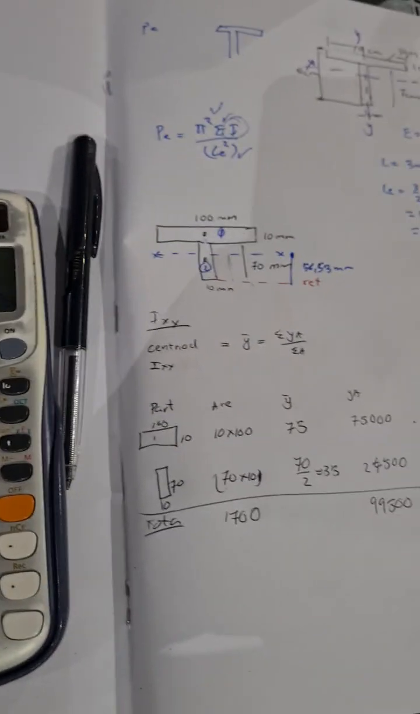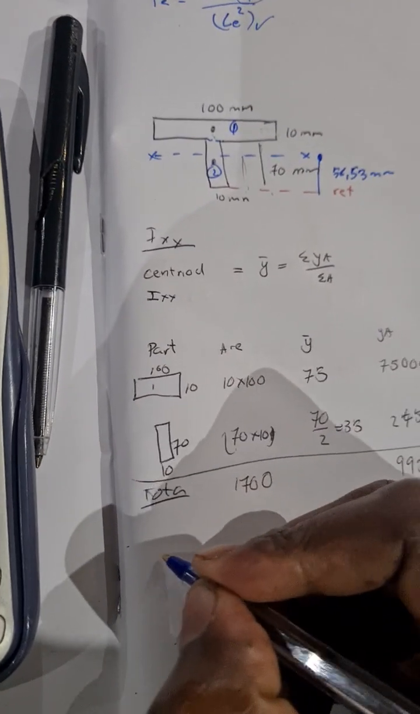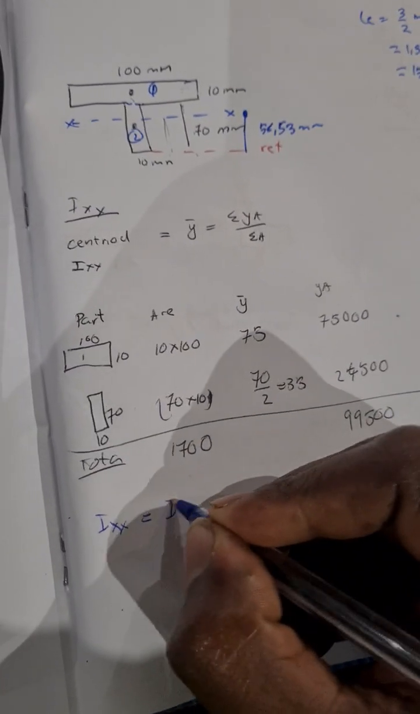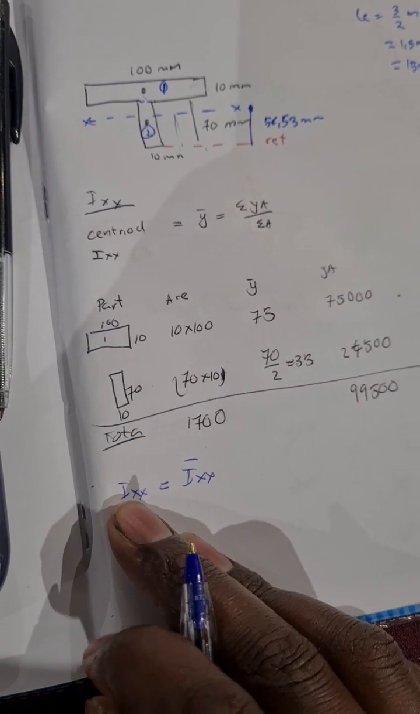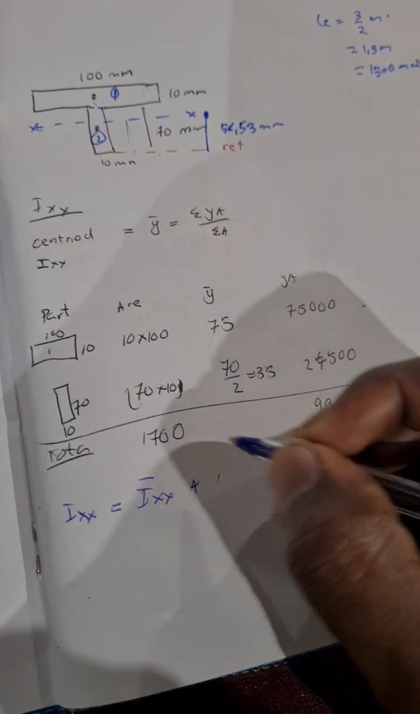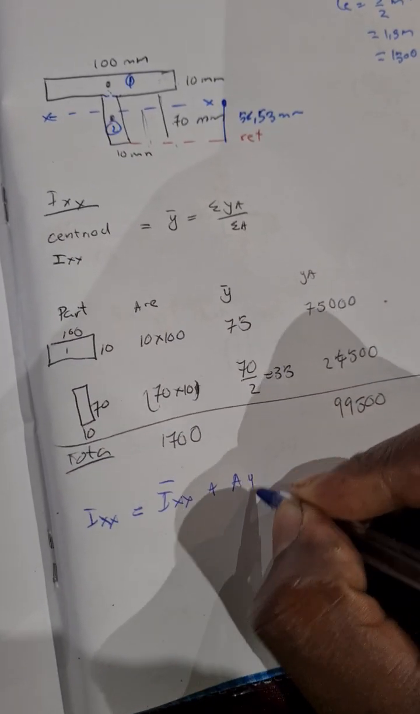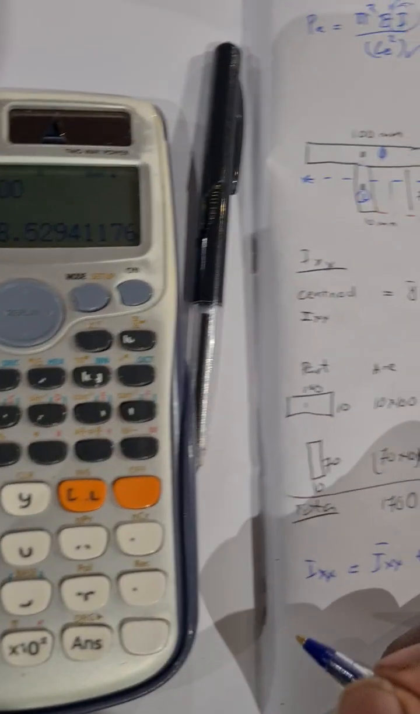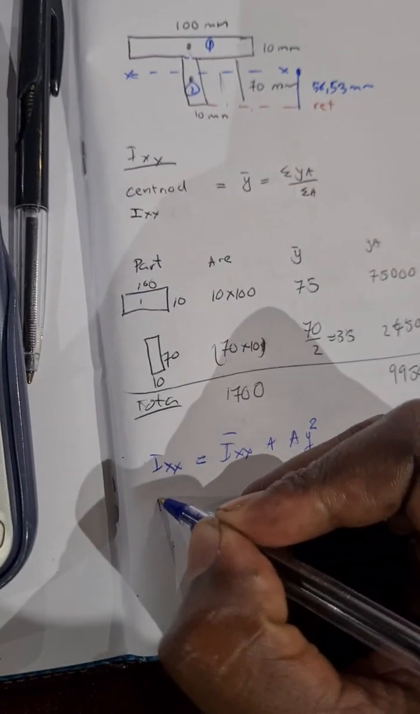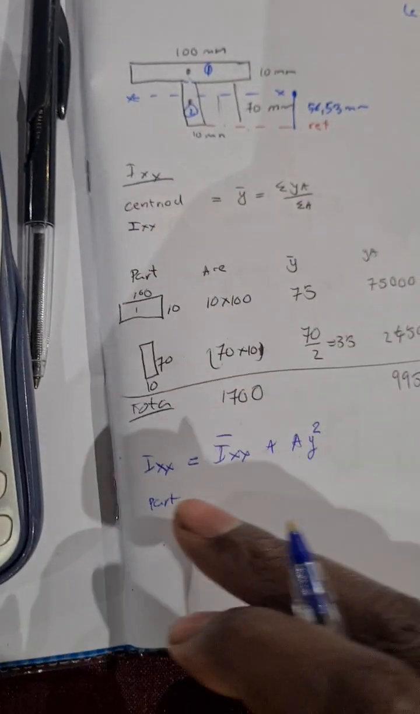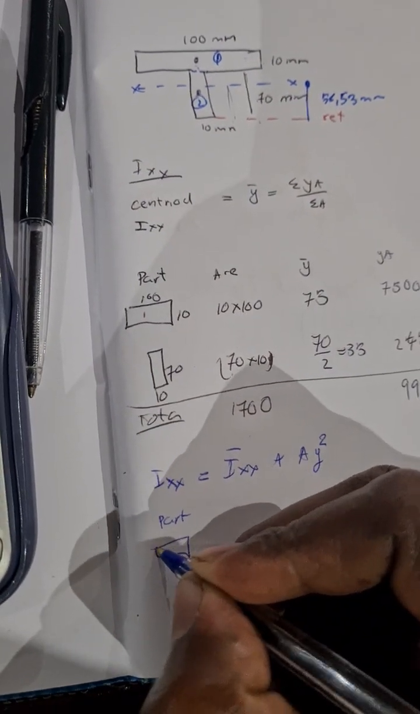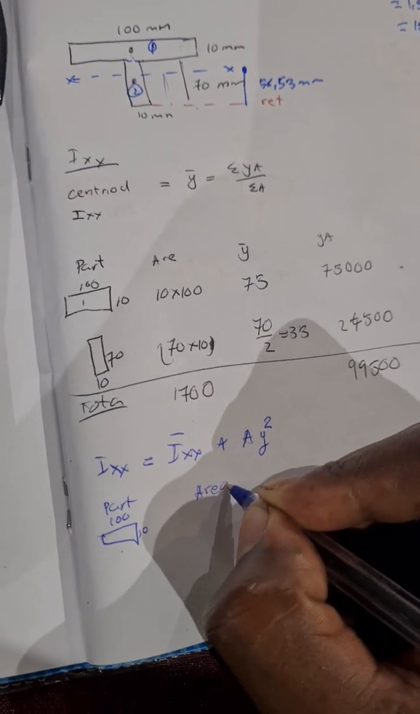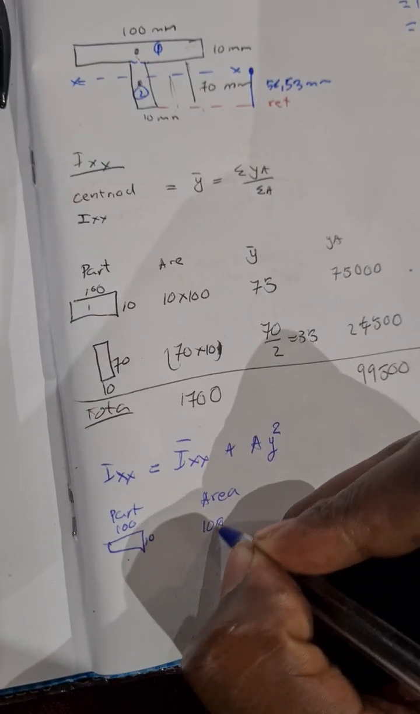We've been doing this. From there, it's easy now to find IXX. If you use the formula, it's IXX bar plus area times y squared. And then again, with the table method, you're going to have a part. Okay, let's just do it. So again, we have 100 by 100. Then we need an area also, which is 10 by 100, which is 1000 basically.